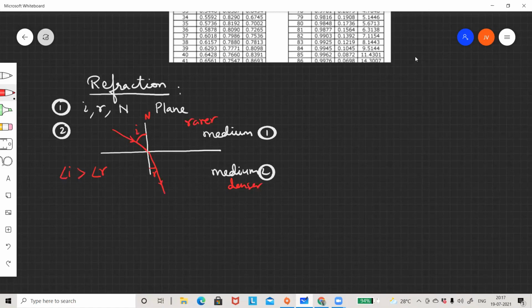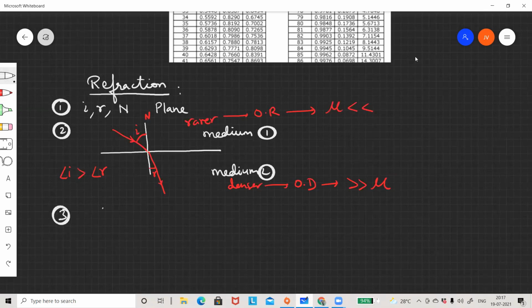If the ray of light travels from a denser medium to a rarer medium, the ray of light bends away from the normal. Denser means optically denser, and optically denser means greater refractive index. Rarer medium means optically rarer, whose refractive index is very less, compared to the other medium only. That was the second law of refraction.